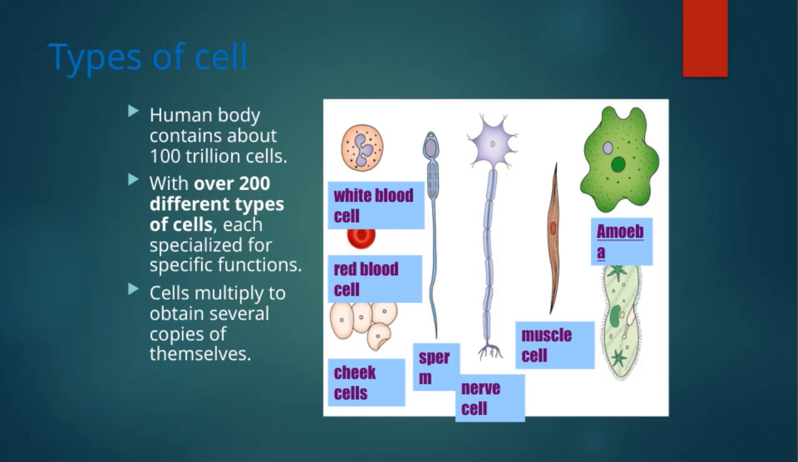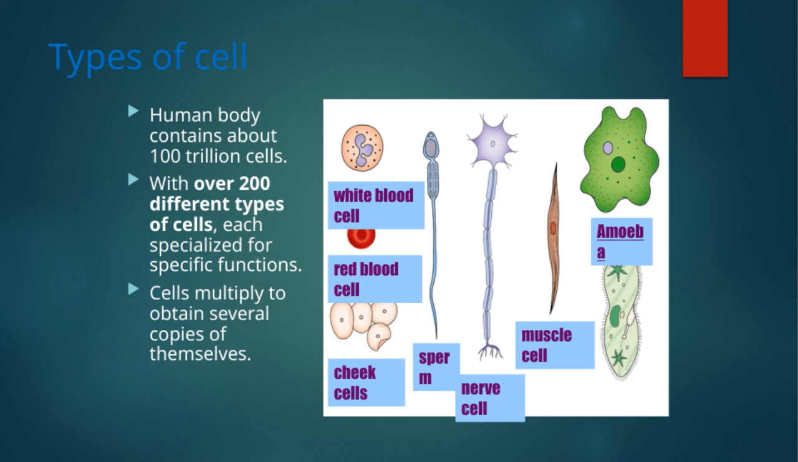Now, let's take a closer look at some different types of cells. Here we have examples like amoeba, muscle cells, nerve cells, sperm, cheek cells, red blood cells, and white blood cells. The human body is astonishing because it contains about 100 trillion cells.